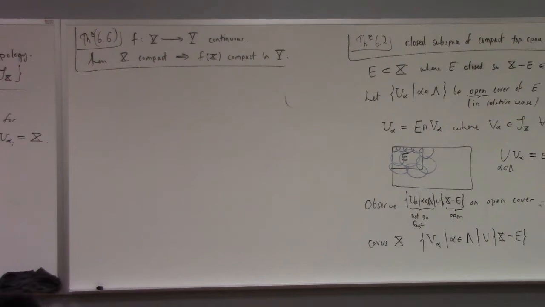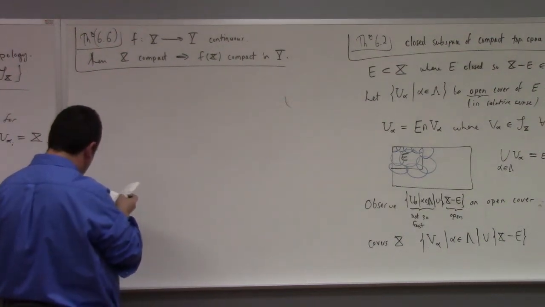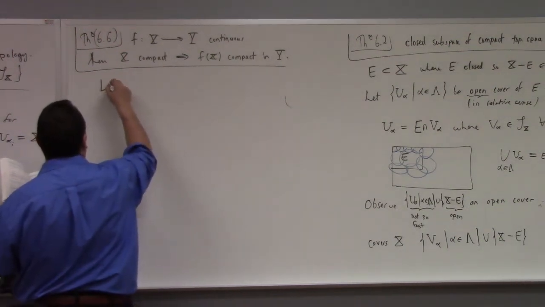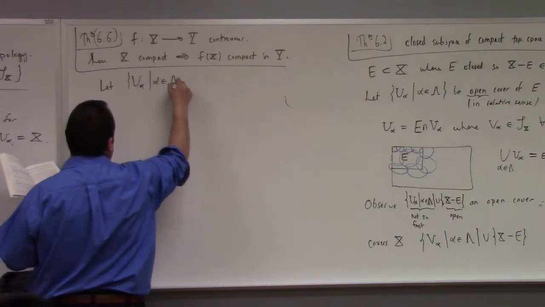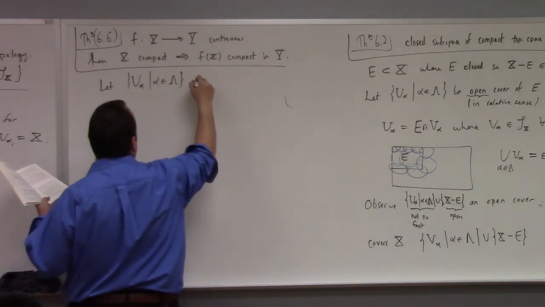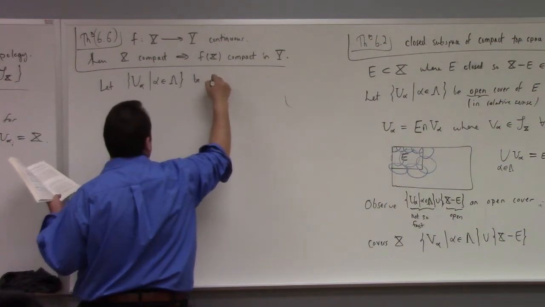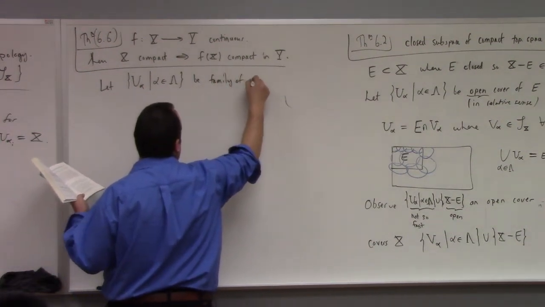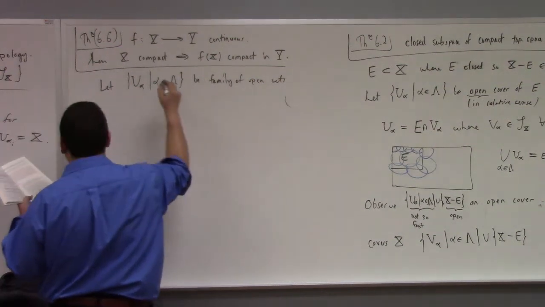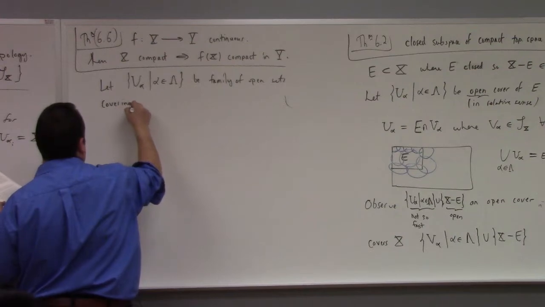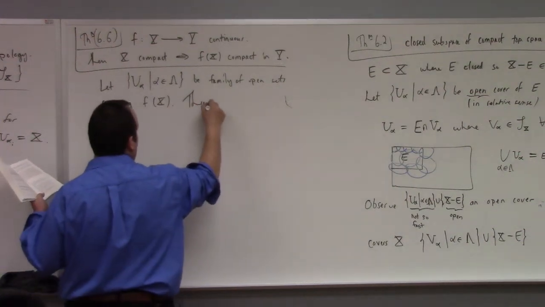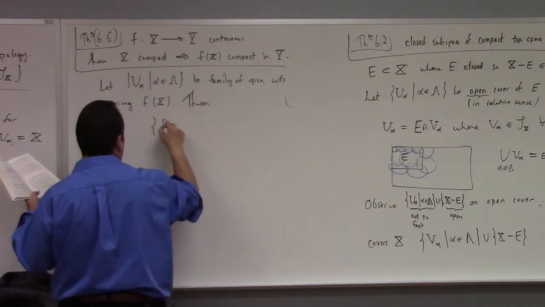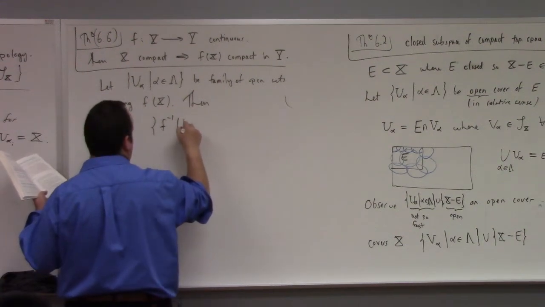The proof is actually very easy. All right. So what we do is he says let the union over alpha, alpha is in some index set lambda, be the family of open sets covering the range f of X. Then, if we look at the inverse image of these guys, what's that give us?